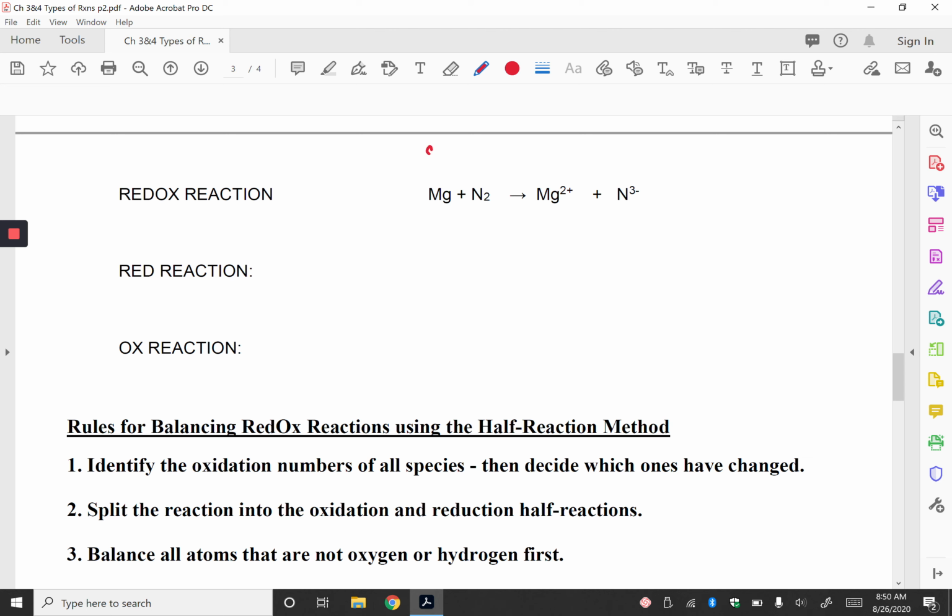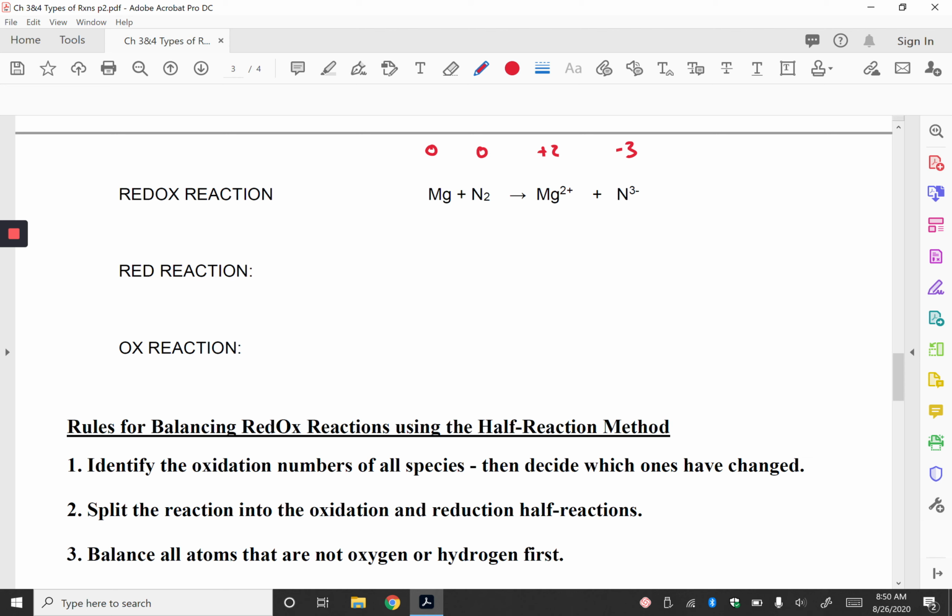So this magnesium is 0. This nitrogen is 0, because those are elements in their natural state. This Mg2+ is obviously plus 2 because it's a monoatomic ion, so it has a charge, so that charge is its oxidation state. And then this nitrogen has a minus 3 here. Okay, and so we look at the magnesium going from 0 to plus 2, the nitrogen going from 0 to minus 3.